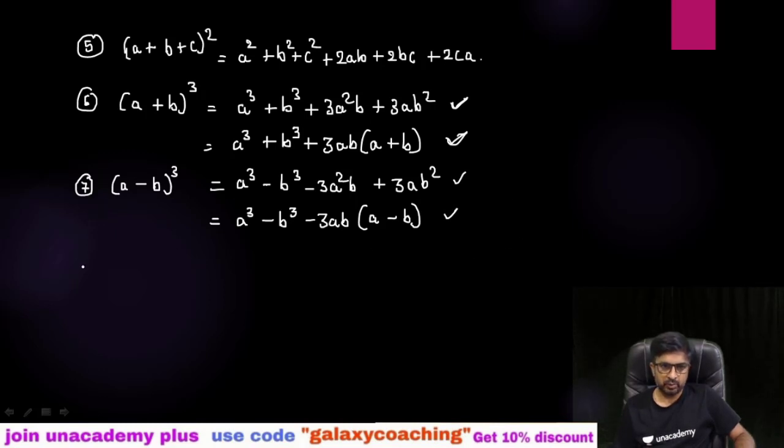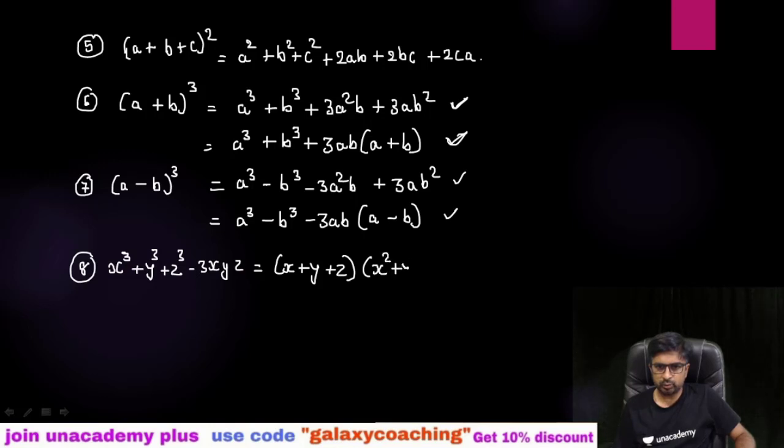Okay guys, now identity number 8, that is x cube plus y cube plus z cube minus 3xyz. You can write this as x plus y plus z into bracket x square plus y square plus z square minus xy minus yz minus zx. Generally students make mistakes in this, so please guys, learn this by heart properly.